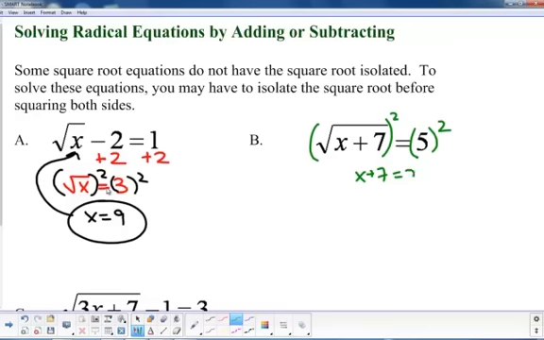In this one, it already is isolated, so we're going to go ahead and square both sides. So x plus 7 is 25, and then you need to isolate your x to solve. So x equals 18.